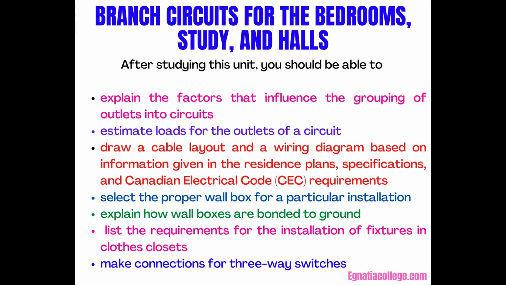After studying this unit, you should be able to explain the factors that influence the grouping of outlets into circuits. Estimate loads for the outlets of a circuit. Draw a cable layout and a wiring diagram based on information given in the residence plans, specifications, and Canadian Electrical Code (CEC) requirement. Select the proper wall box for a particular installation. Explain how wall boxes are bonded to ground. List the requirements for the installation of fixtures in closed closets. Make connections for three-way switches.